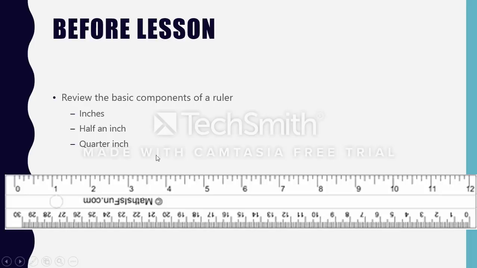So a ruler, like I said, has 12 inches. Between 0 and 1 is an inch. Between 1 and 2 is an inch. 2 and 3, and so on and so forth, all the way up till 12. Also, we're going to learn about half an inch. The half inch mark is this big line that goes up halfway between 0 and 1, halfway between 1 and 2, 2 and 3. This mark indicates that it is half of an inch, so it's half the distance between an inch.